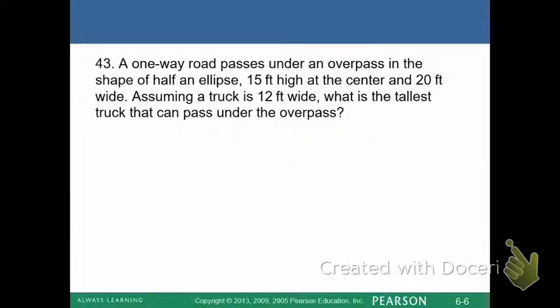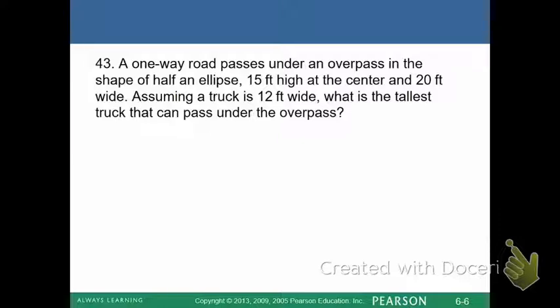This one is actually from the homework, but I wanted to go through it because there wasn't one really like this in the notes, so I wanted to help you at least set this one up. It says a one-way road passes under an overpass in the shape of half an ellipse, 15 feet high at the center and 20 feet wide.